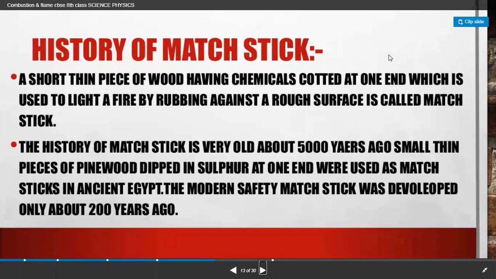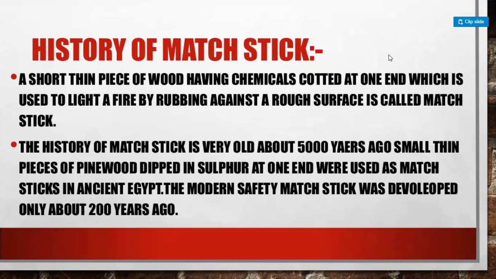You might have seen the matchbox and matchsticks available at home. A matchstick is a short thin piece of wood having chemicals coated at one end, which is used to light a fire by rubbing against a rough surface. Five thousand years ago, small thin pieces of pine wood dipped in sulfur at one end were used as matchsticks in ancient Egypt. The modern safety matchstick was developed only about 200 years ago.